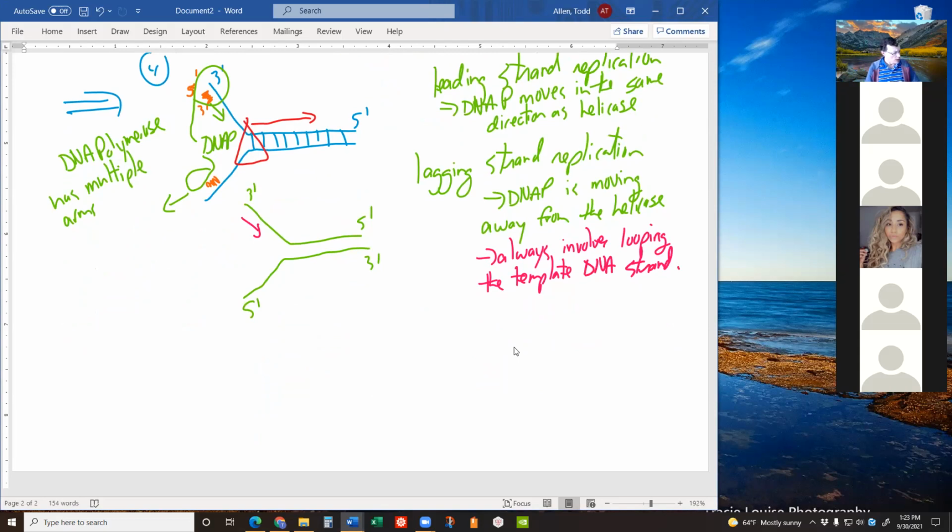Okay, so I will point out that the lagging strand, yes, Kid, I see your comment, is made in a start-stop motion, like the video was saying, sort of a stuttering motion. And it has to do with the looping mechanism of the template strand. That start-stop motion will create tiny little snippets of DNA, which are called Okazaki fragments.